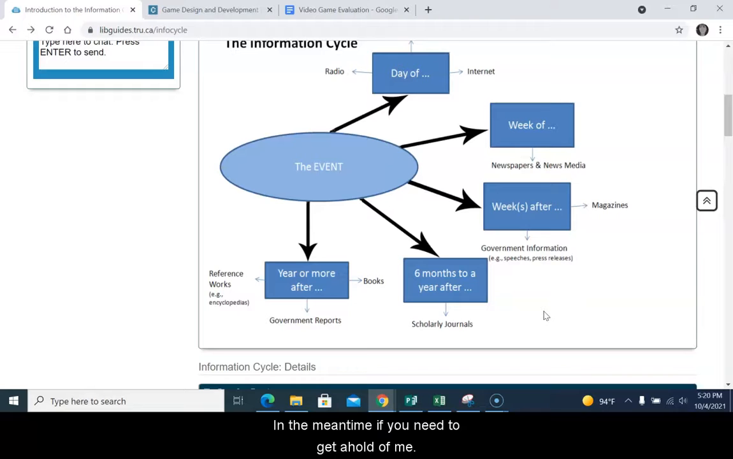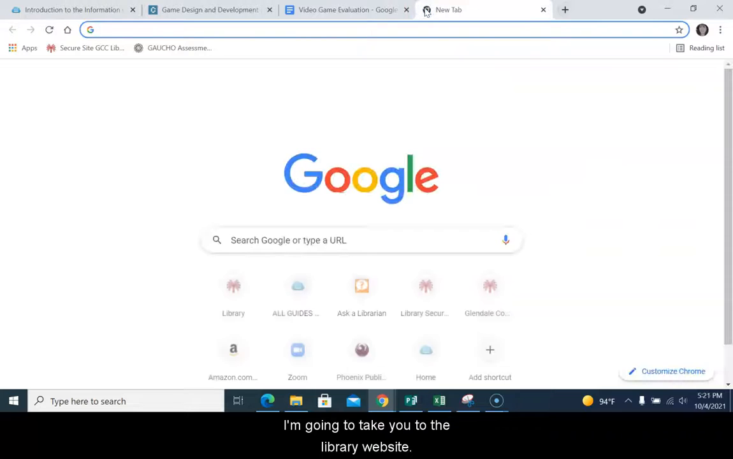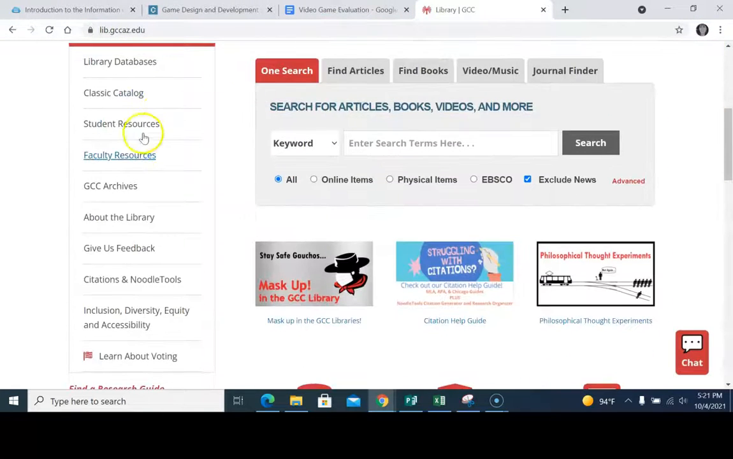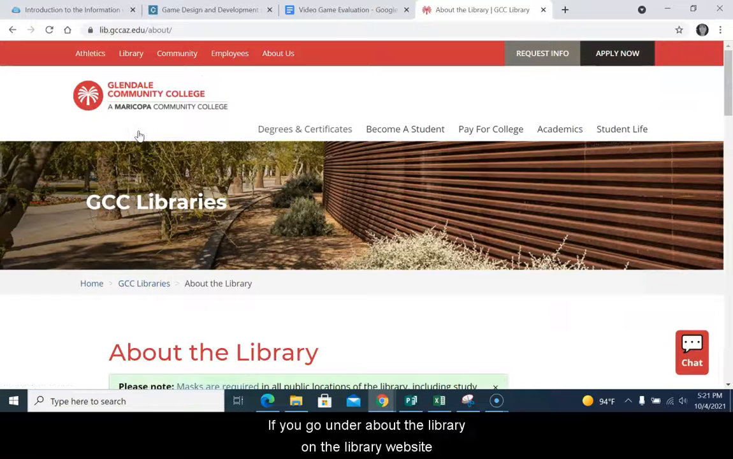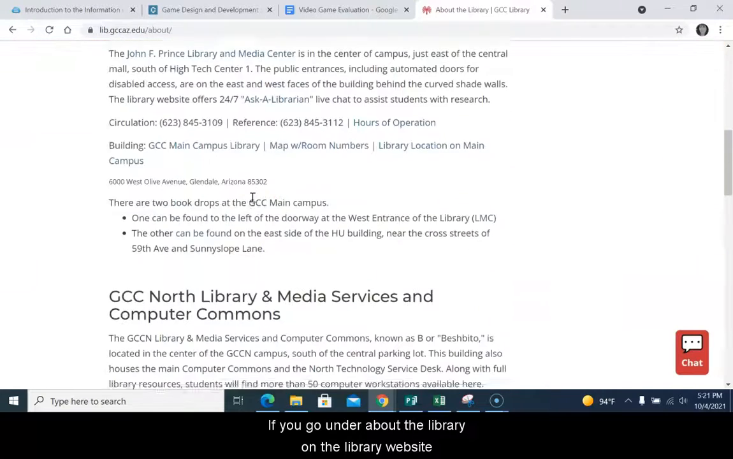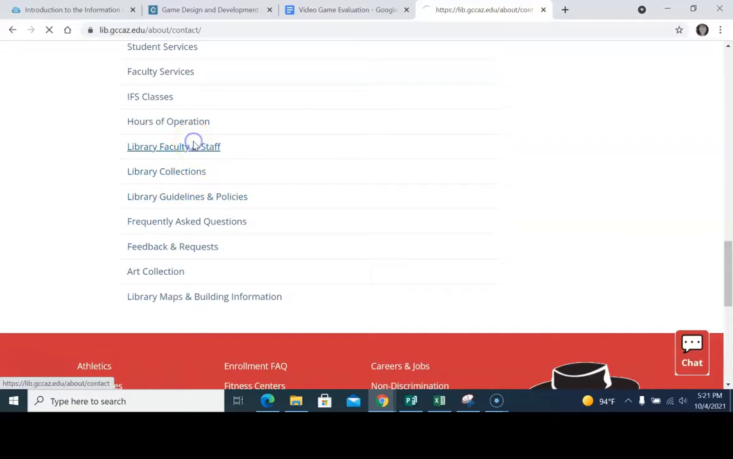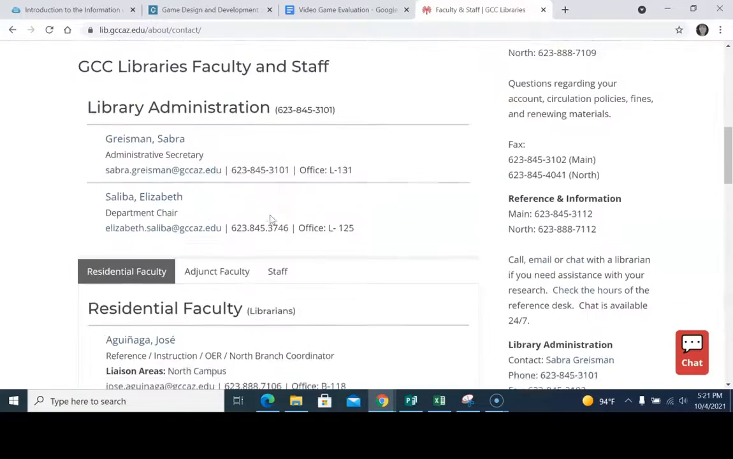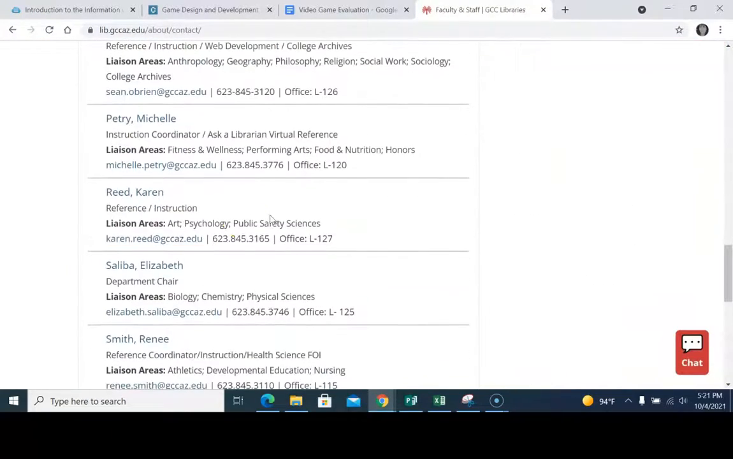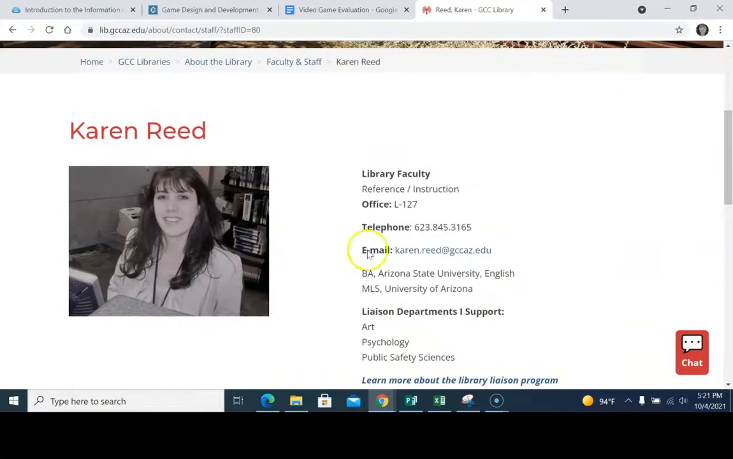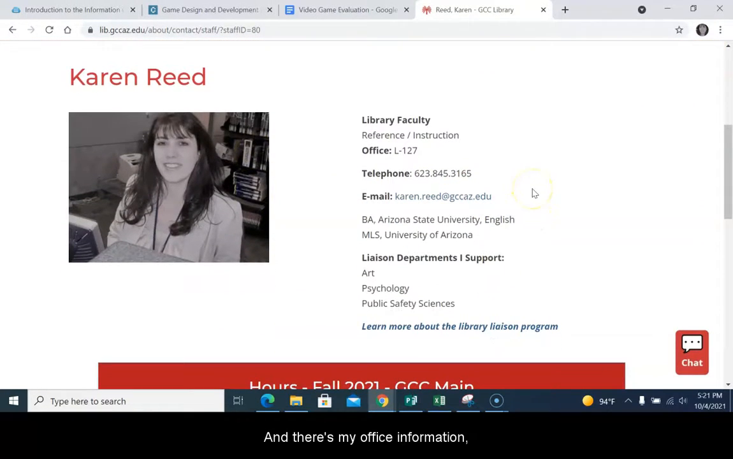In the meantime, if you need to get a hold of me, I'm going to take you to the library website. And if you go under About the Library on the library website, and library faculty and staff, again, I'm Karen Reed, and there's my office information, my telephone, and my email address.